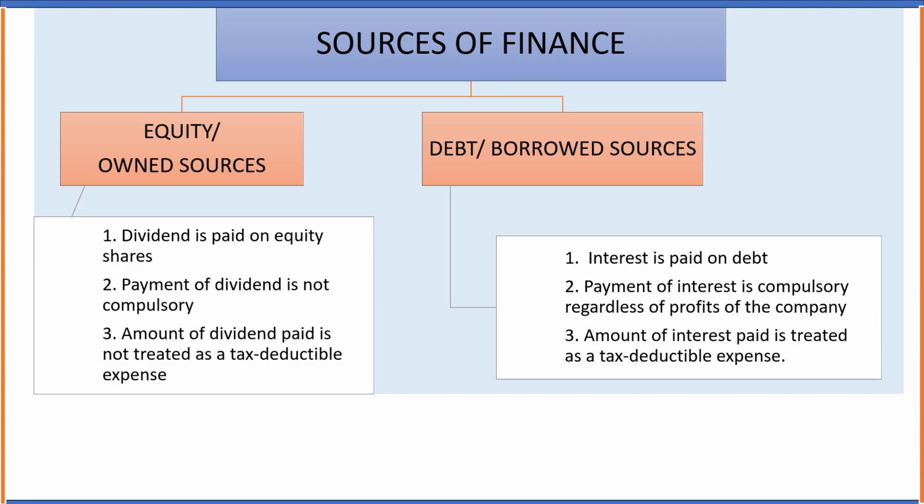First, we'll recall what we had done in class 11th. We had identified that there are two primary sources of finance for any business. One is own source, other is borrowed source. In own source, we talk about equity. When we talk about equity shares, we know that the dividend is paid on the equity shares. Payment of dividend is not compulsory. Also, the amount of dividend paid is not treated as a tax deductible expense.